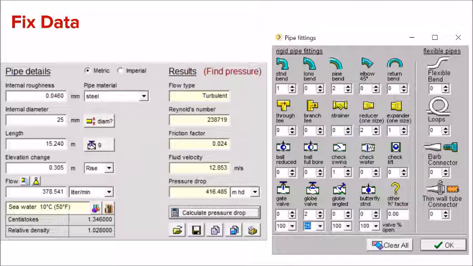After we set it already, we click calculate pressure drop, and then we got the result. The flow type is turbulent. The Reynolds number is 238,719, and the friction factor is 0.024. Fluid velocity is 12.853 feet per second, and the pressure drop is 416.4485.